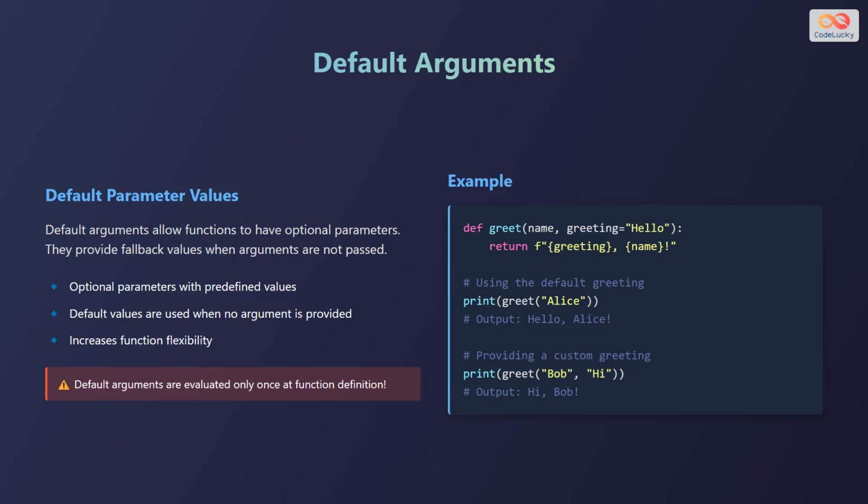Here's an example of how it works. We define a function called greet that takes a name and an optional greeting, which defaults to hello. If we call the function with only the name Alice, it will use the default greeting and output, hello Alice. However, if we provide a custom greeting like hi for Bob, it will output hi Bob.